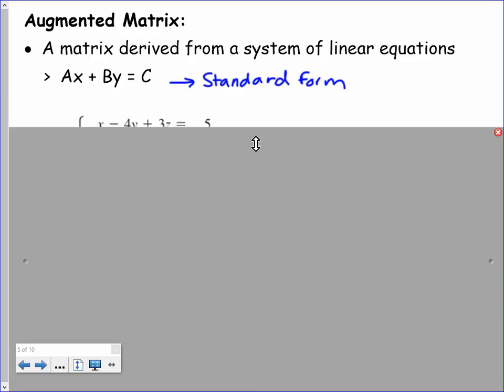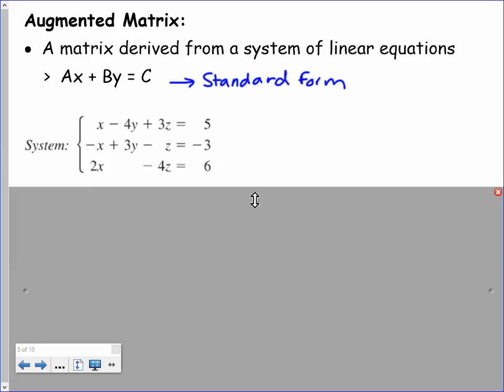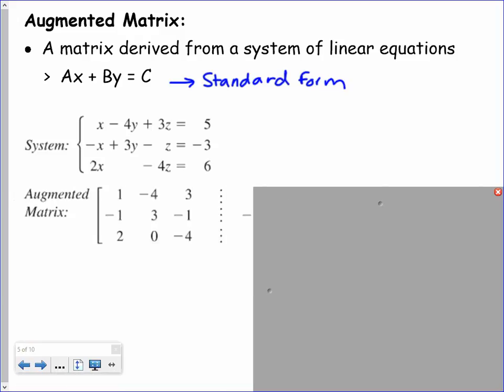And then here's an example of a 3-variable system. I'll read the 3 equations. If you want to jot them down in your notes, you can. x minus 4y plus 3z equals 5. Negative x plus 3y minus z equals negative 3. And 2x minus 4z equals 6. And we're going to change that into an augmented matrix, and I'm going to show you what the augmented matrix looks like.